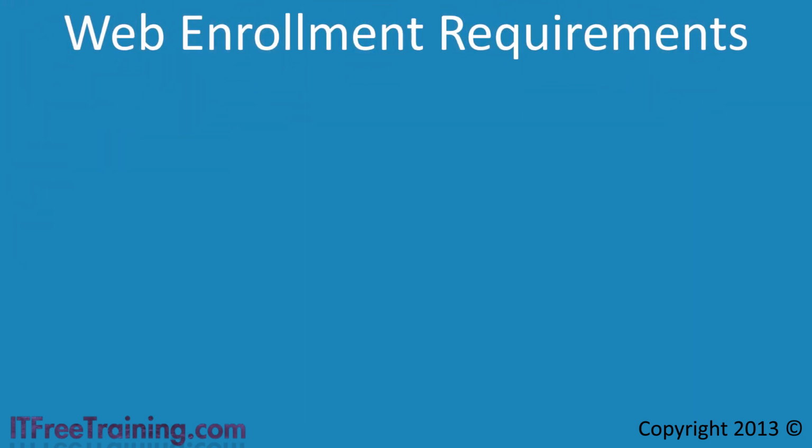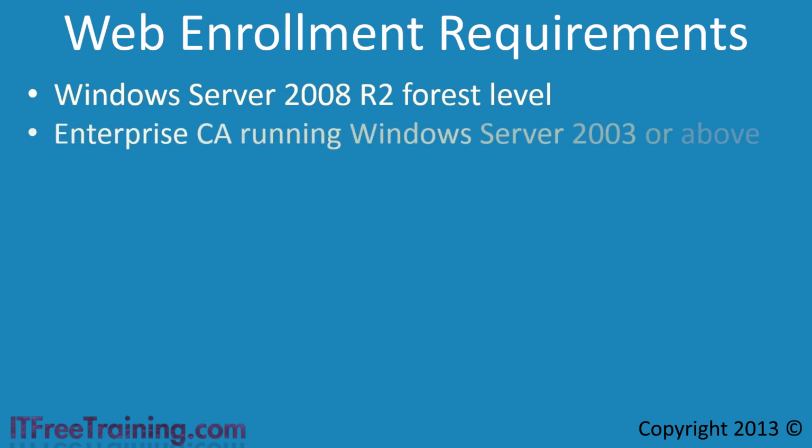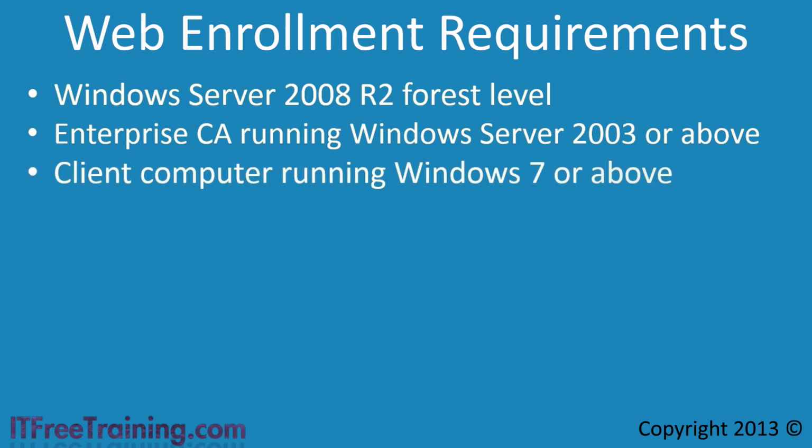Before we can start using the new Active Directory Web Enrollment component, your network needs to meet a few requirements. First, your forest functional level needs to be Windows Server 2008 R2 forest level. In order to raise your forest functional level to Windows Server 2008 R2, this essentially means that all domain controllers in your domain need to be Windows Server 2008 R2 or above. The next requirement is that your CA needs to be running Windows Server 2003 or above. For the clients, you require Windows 7 or above.